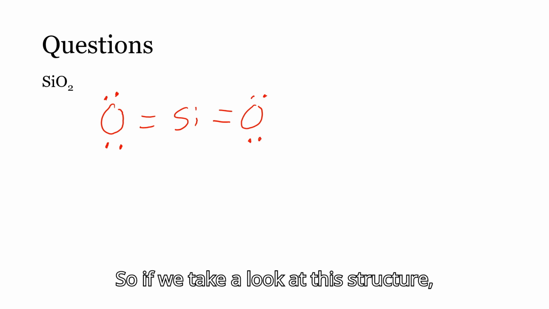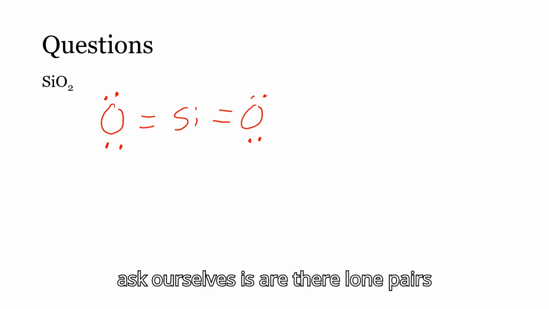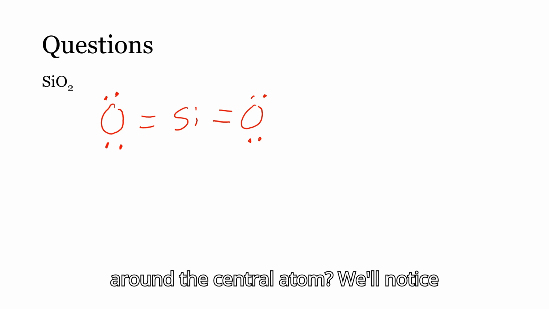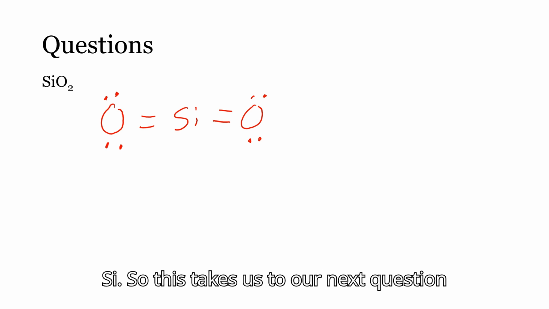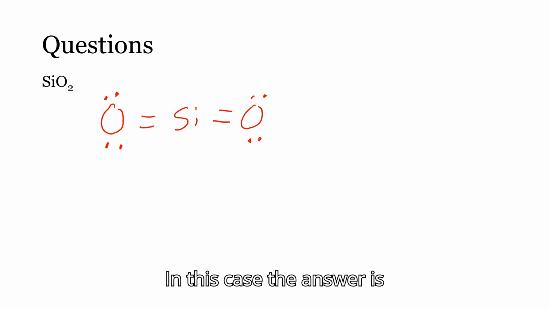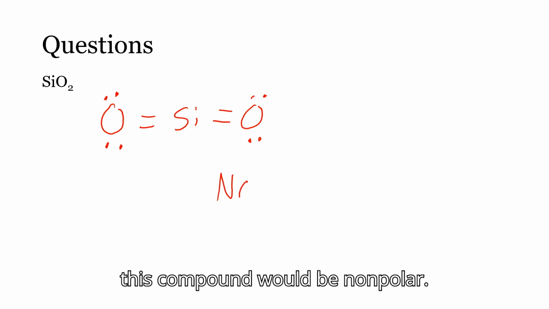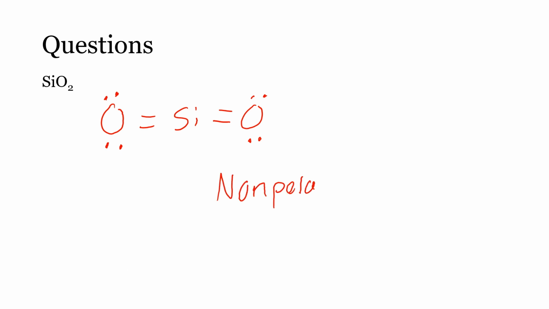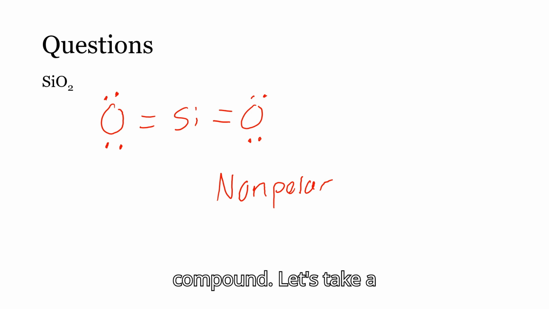If we take a look at this structure, the very first thing we're going to ask ourselves is, are there lone pairs around the central atom? We'll notice that there are no lone pairs around our Si. So this takes us to our next question: are the outer atoms different? In this case, the answer is no. We have oxygen as the outside elements, so this compound would be nonpolar. There's going to be an even distribution of electrons in this compound.